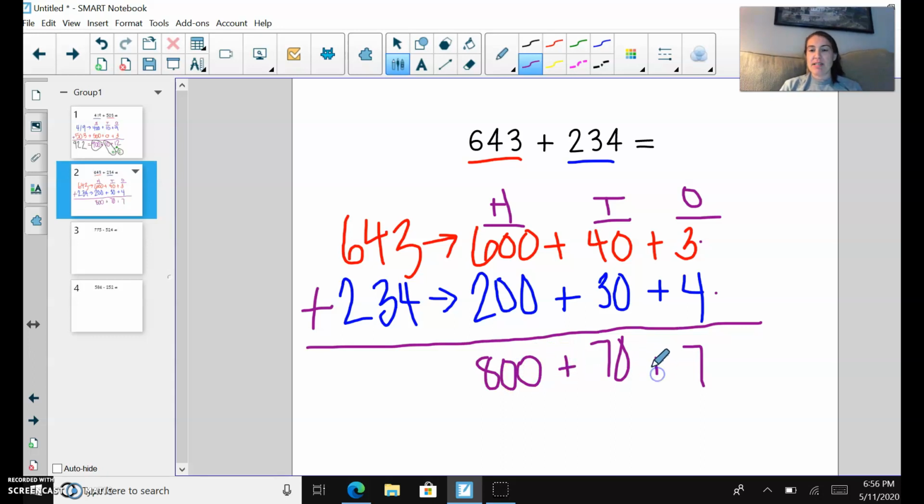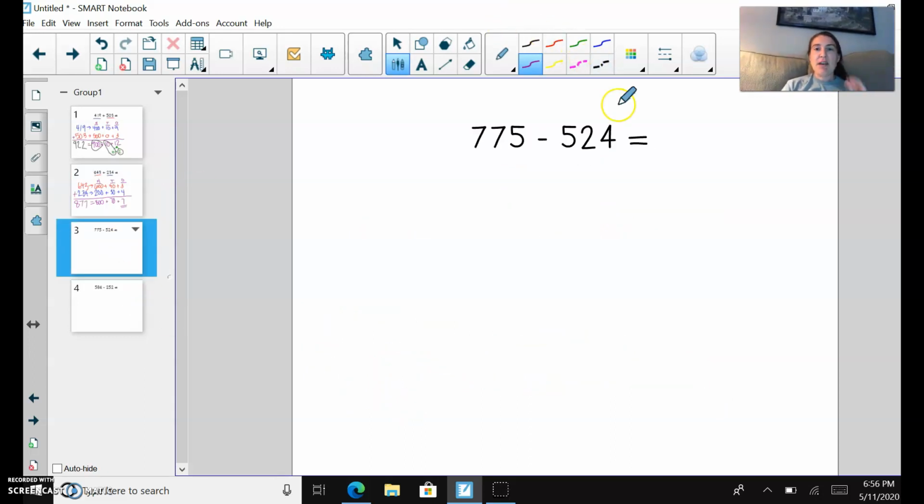Now, I'm going to take this expanded form and squish it back together. The good news is my ones place is okay. I don't have to break it apart into tens and ones. So 800 plus 70 plus 7, well, that equals 877. So now when we go to the next one, the first thing you have to realize is, whoa, the sign changed. It's not an addition sign, it's subtraction. So I'm still going to do the same thing.